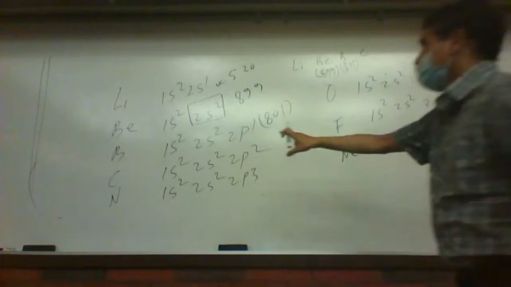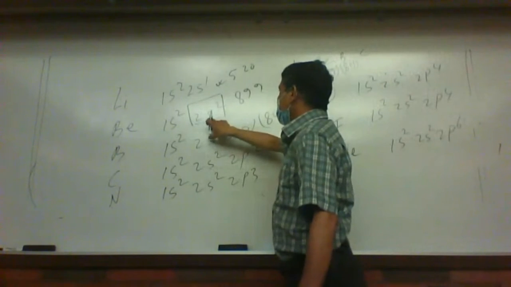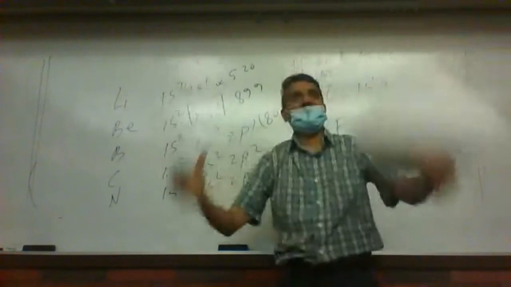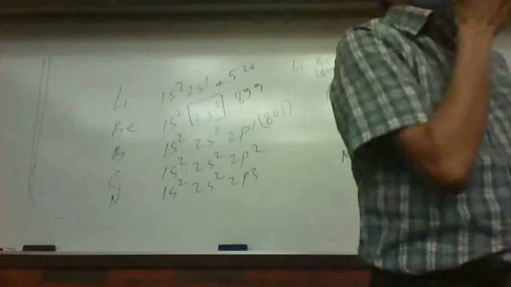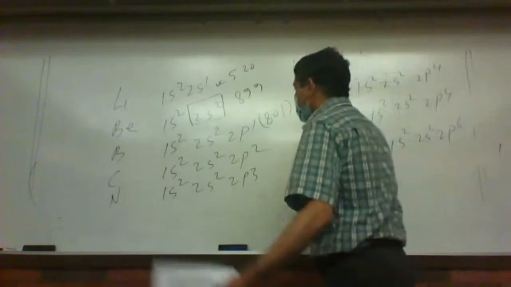Because beryllium has in the outermost orbit a 2s2 configuration. The s orbital is full, and it is very hard to break the full orbital to remove the electron. Make sense? So like that. Now let's go to the other one.